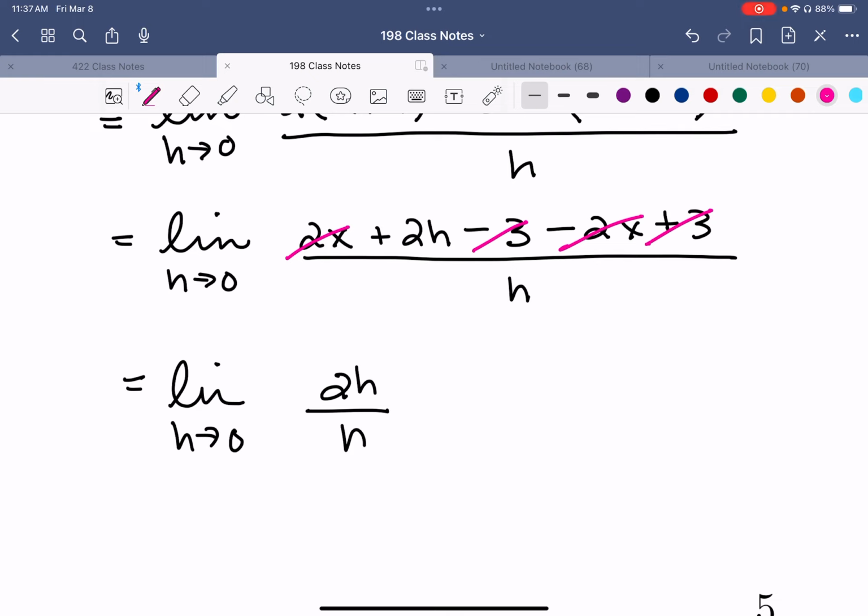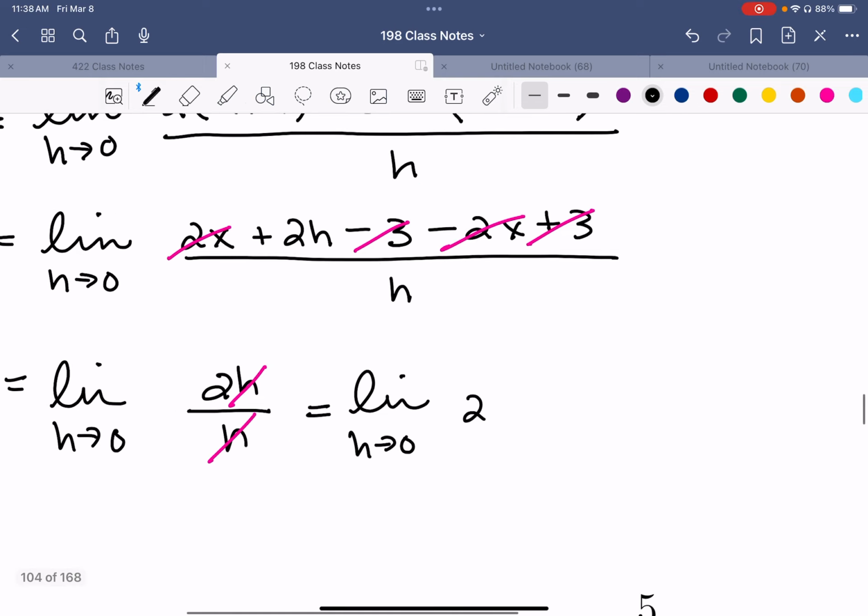And now that should always happen. So everything on top should contain an h, which means you can factor it out. So at this point, if I had more than one term on the top, I would factor the h out to the front. Then I could go ahead and cancel them before I plug anything in. And this gives me the limit as h goes to 0 of 2.